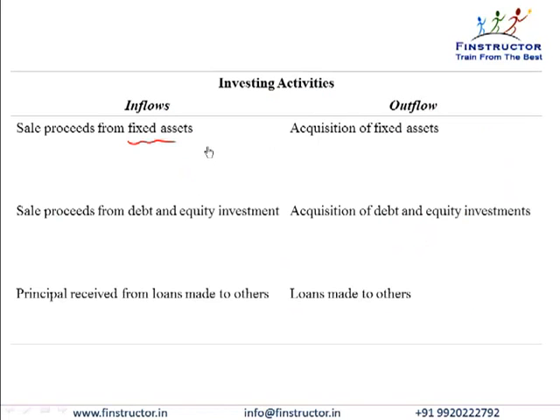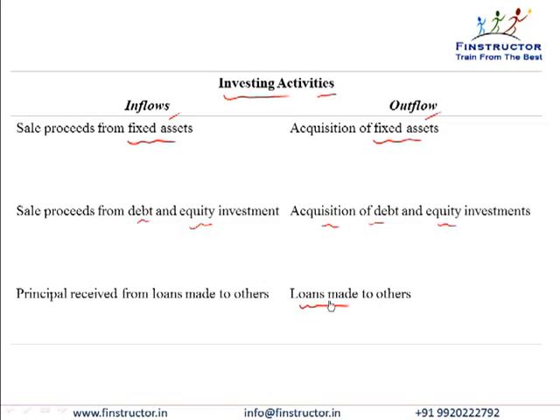Any sale of fixed assets or acquisition of fixed assets would result in a cash inflow and outflow respectively from investing activity. Sale of long-term debt or equity investments that we have made in the past would result in a cash inflow from investments. If we acquire debt securities or if we acquire equity investments, please note this is not raising financing. We are giving somebody else a loan, or we are investing in somebody else's debt to earn the yield, or we are purchasing some equity investments of other companies to generate return, then the acquisition of these debt and equity investments would be a part of cash outflow from investing activities.